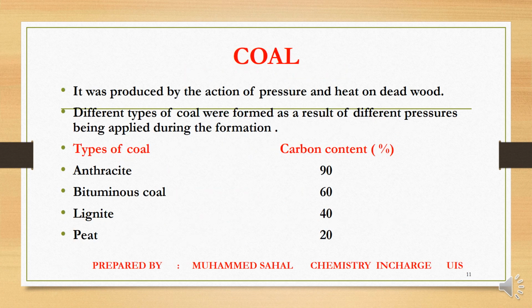The first example of fossil fuel is coal. This coal was produced by the action of pressure and heat on dead wood. Different types of coal were formed as a result of different pressures being applied during the formation time. Based on the carbon content, coal can be divided into mainly four types: anthracite, 90% carbon; bituminous coal, 60% carbon; lignite, 40% carbon; peat, 20% carbon.